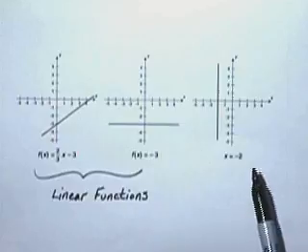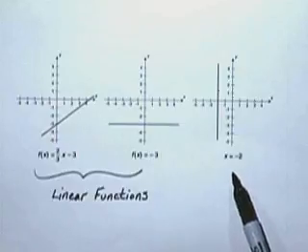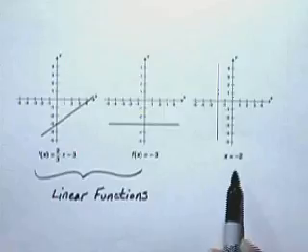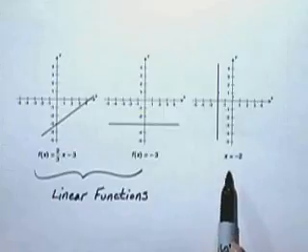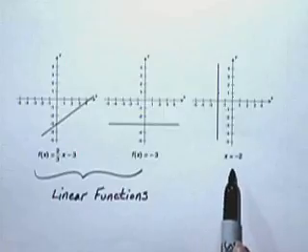Now the graph of the third equation is a straight line, but it is not representative of a function because it does not pass the vertical line test. So this is a linear equation, but it's not a linear function.